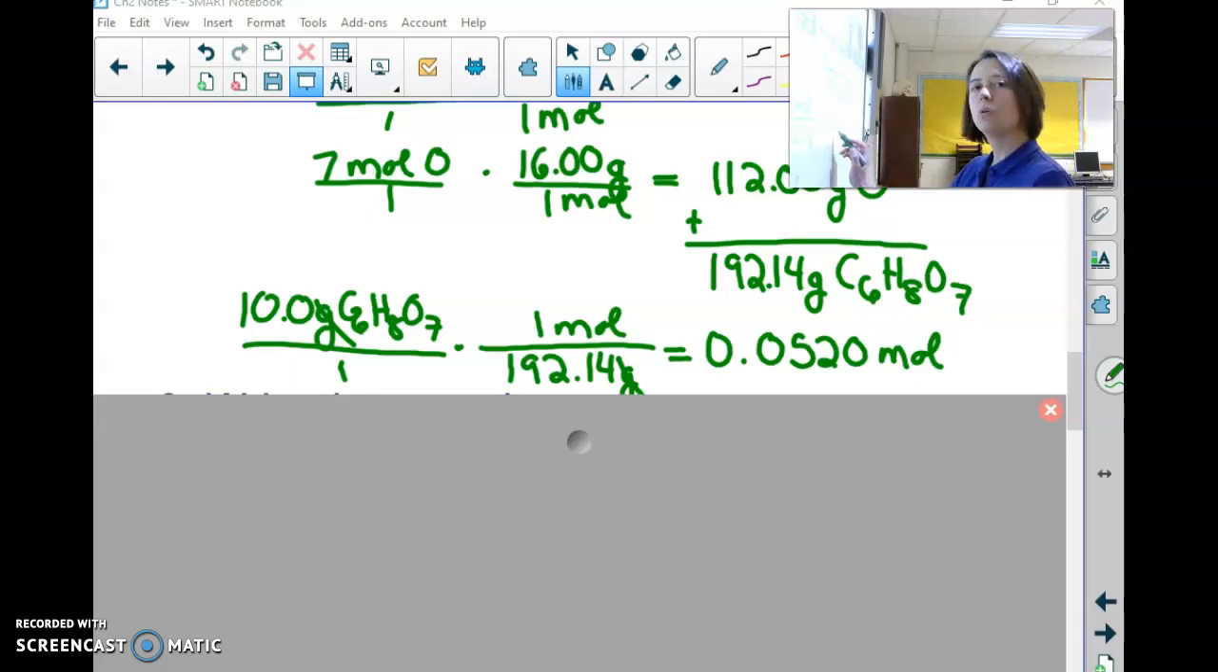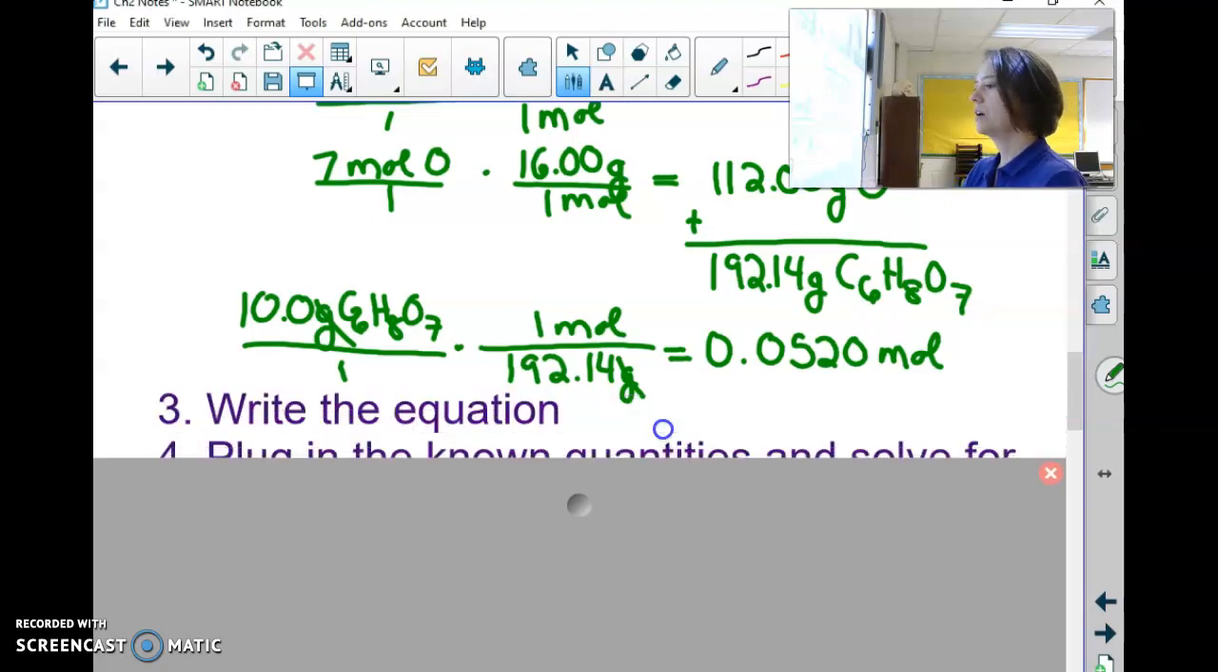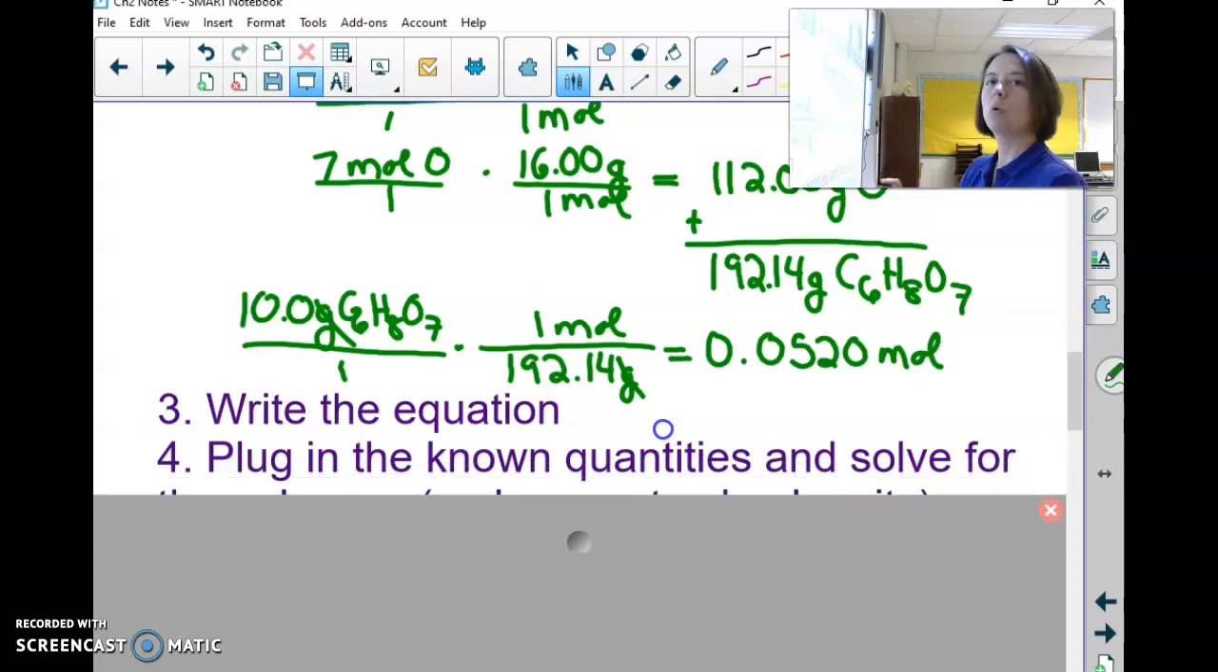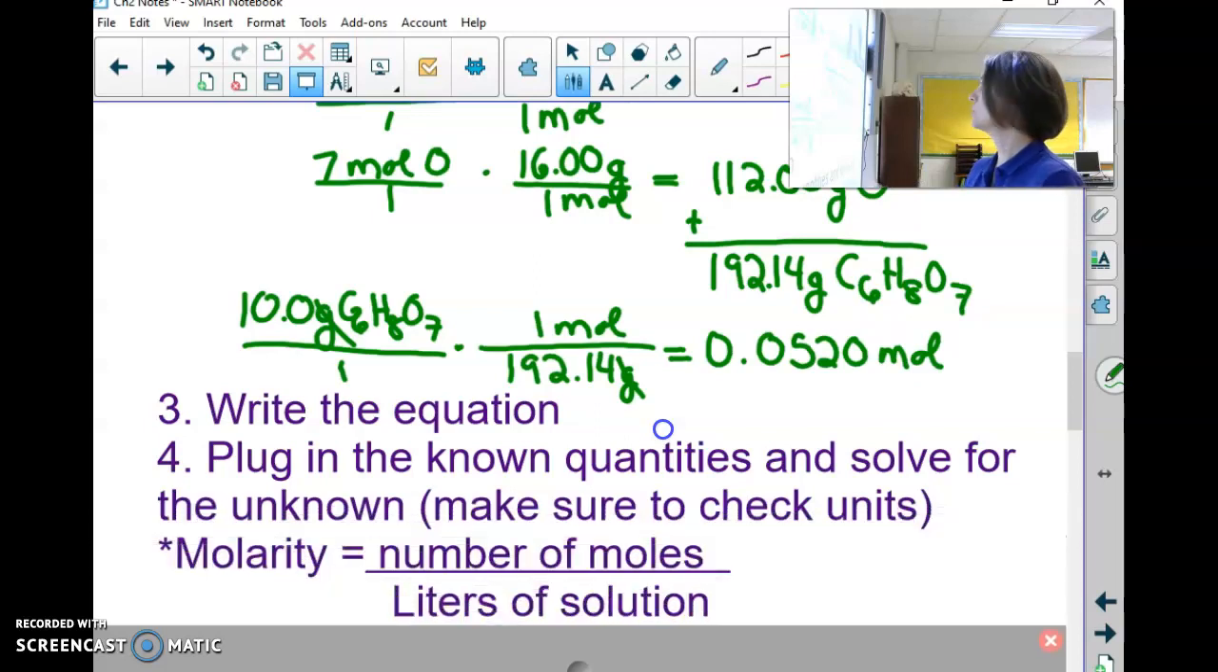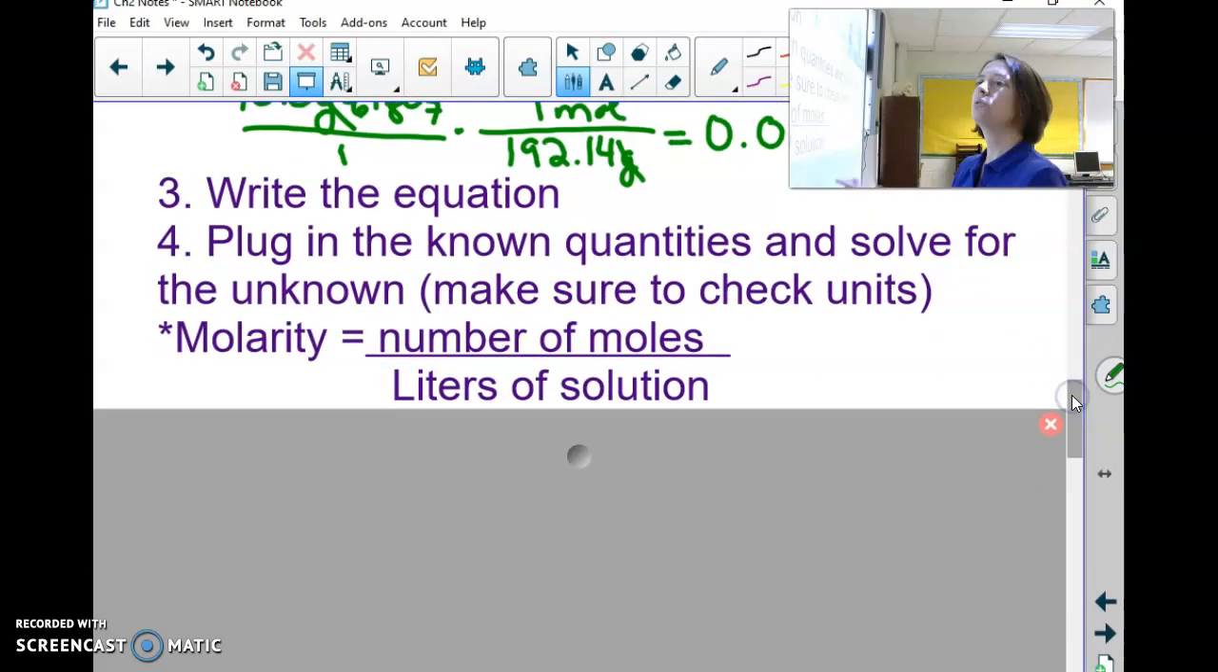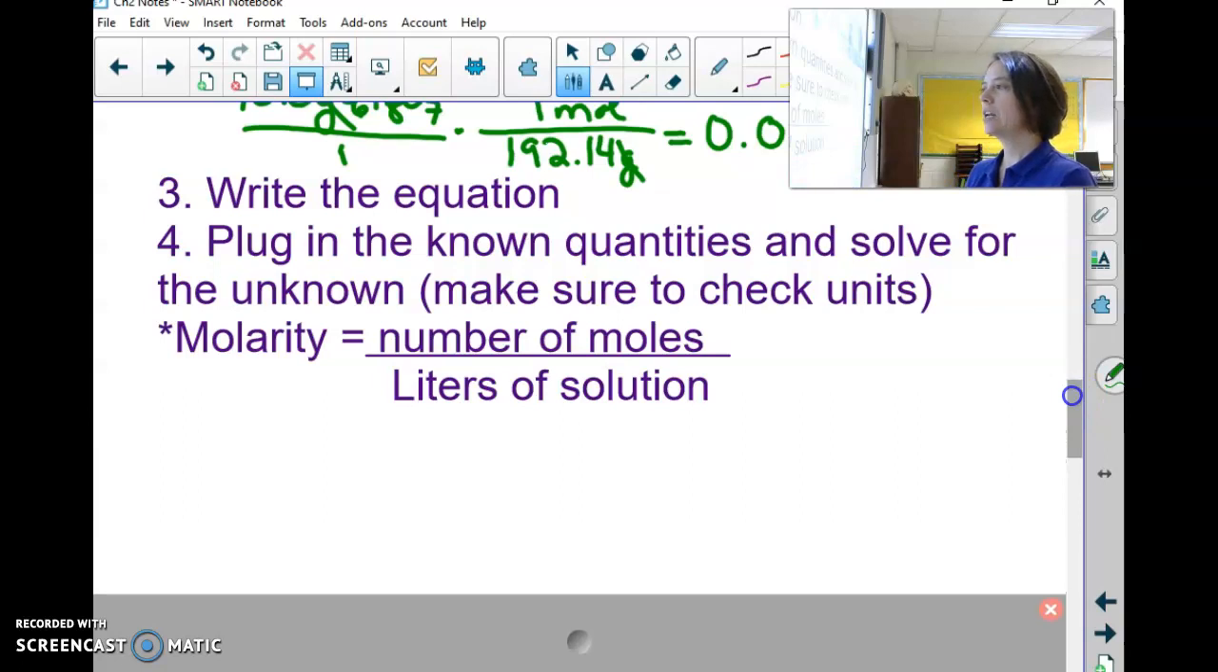The first 2 are placeholders, and then the 5 and the 2, and then that 0 after the decimal point is significant, so I have 1, 2, 3. All right, now I have moles and liters, so now I can write the equation and plug in my unknowns. So please do write molarity equals number of moles over liters of solution.